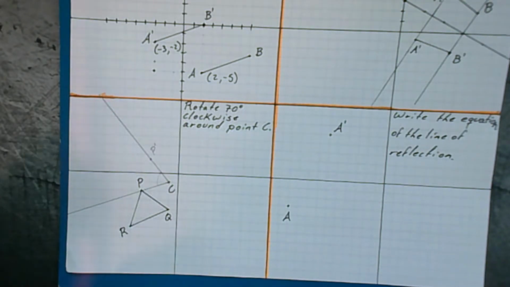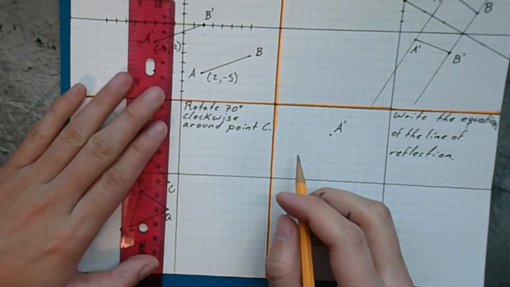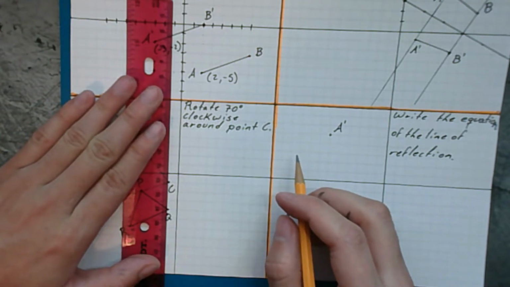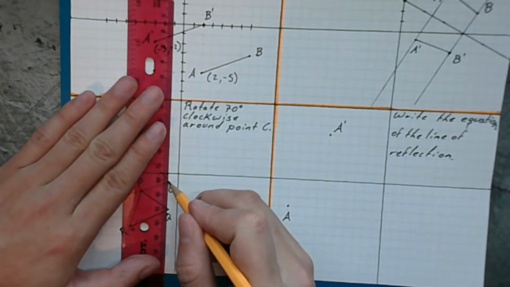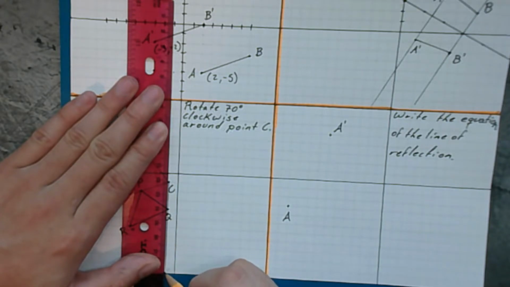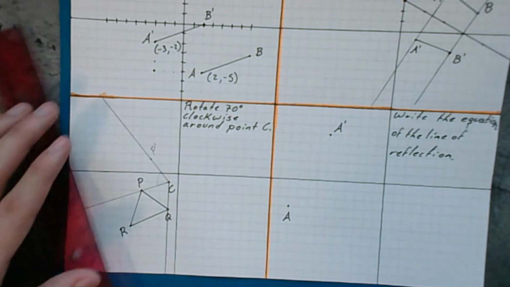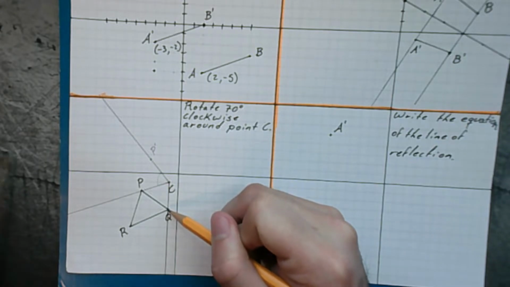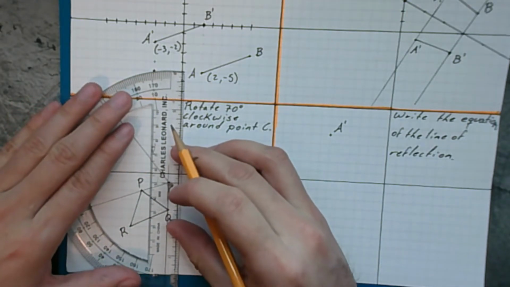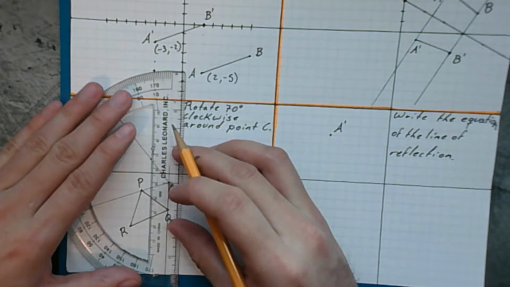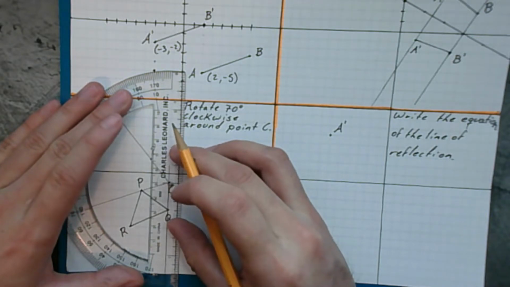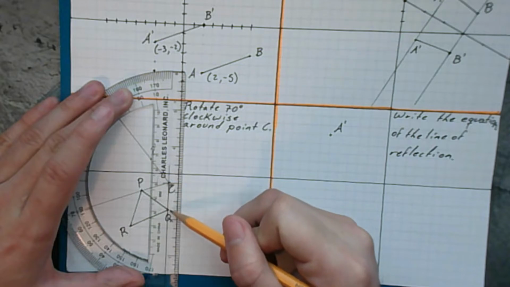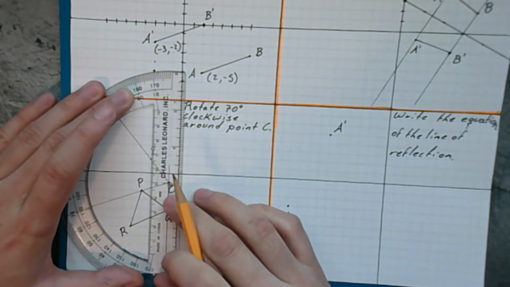I'm noticing that in this problem, I may get my triangles overlapping. That's fine. Let's see what happens. So point C, this time I am going to rotate point Q. Okay, now I'm going to rotate this point. Again, let's line up my protractor with point C pointing at point Q, 70 degrees.